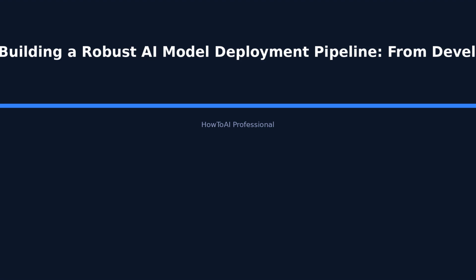Before we jump into the nitty-gritty, let's clarify what we mean by an AI model deployment pipeline. In essence, it's the series of processes and technologies that allow you to take an AI model, which is usually developed and tested in a development environment, and deploy it into a production environment where it can be used by real users or systems. This pipeline ensures that your model is not only functional but also efficient, reliable, and scalable.